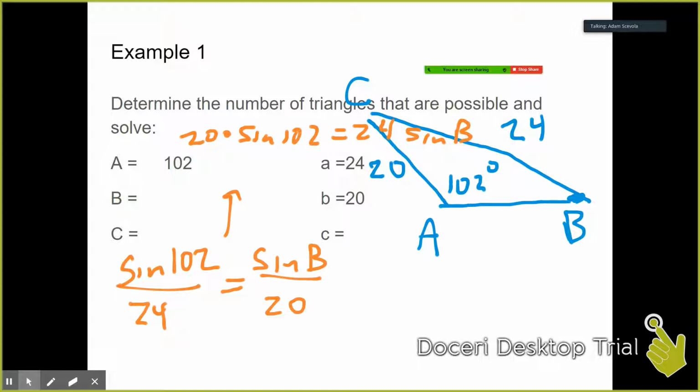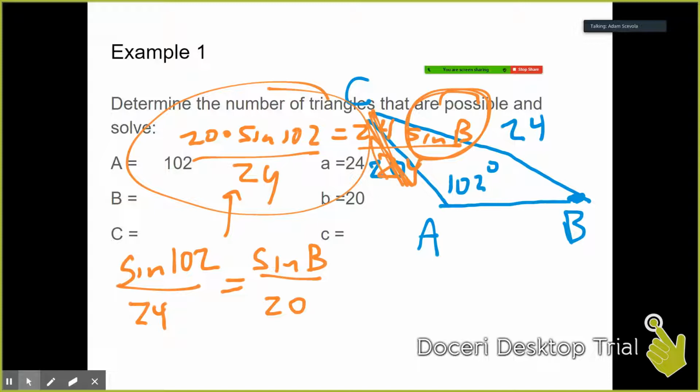I like doing these problems on the whiteboard because it requires a lot of room. So sorry that I'm kind of writing on top of myself here. Divide by 24. And now we have the sine of B is equal to 20 times the sine of 102 over 24. So now we have to get our calculator out and put this as a decimal. And whatever number that comes out to be, that's going to equal the sine of B.